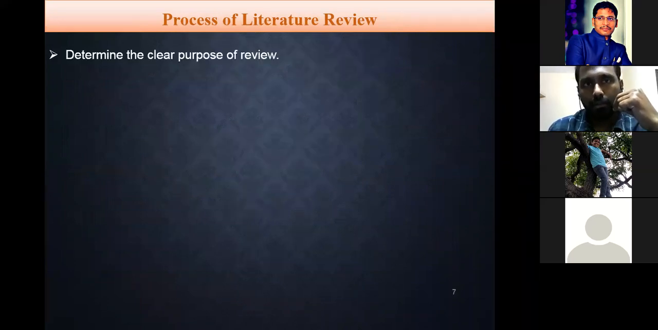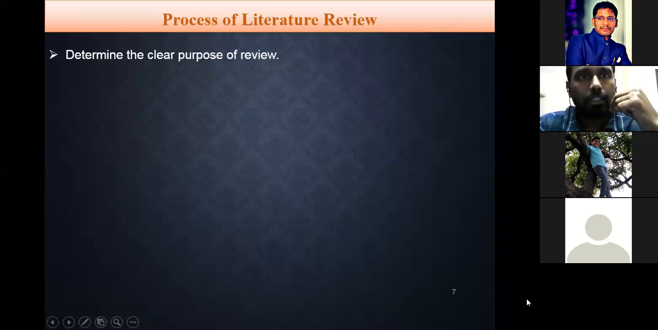So what is the process of literature review? The first thing is to determine the clear purpose of the review. We need to determine why we need to do a review, what kind of review, and on which field. For example, if someone is working in the automobile sector, there are n number of components and n number of research areas in automobile, so we need to narrow down and focus on a particular area, and collect literature based on that particular area of research. So we need to be clear about the purpose of the review.